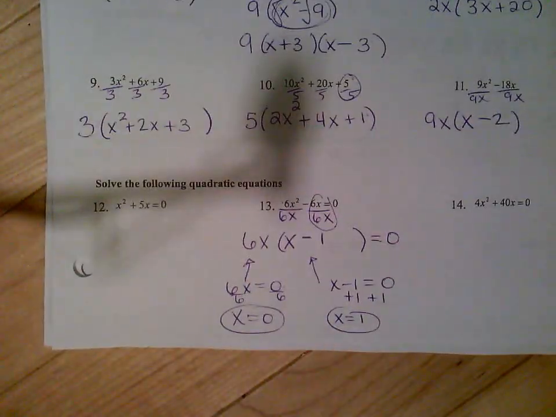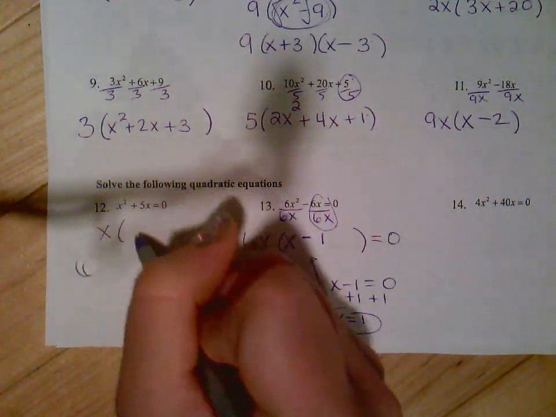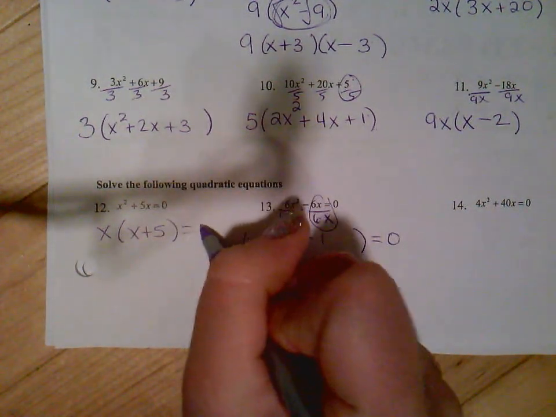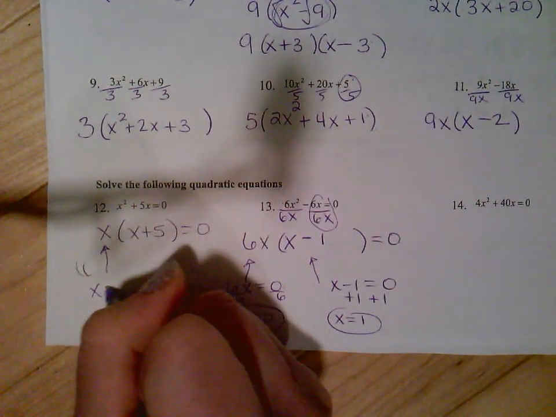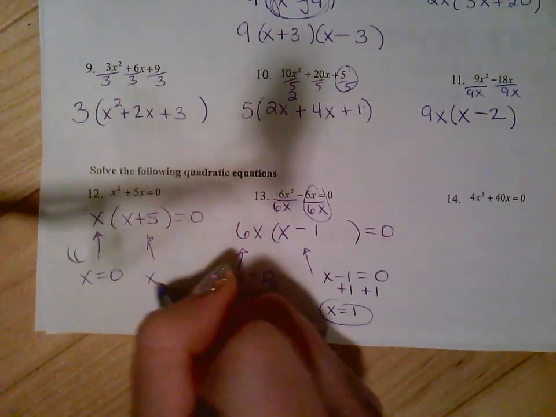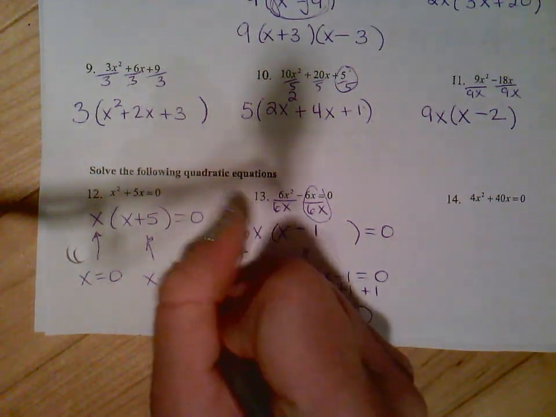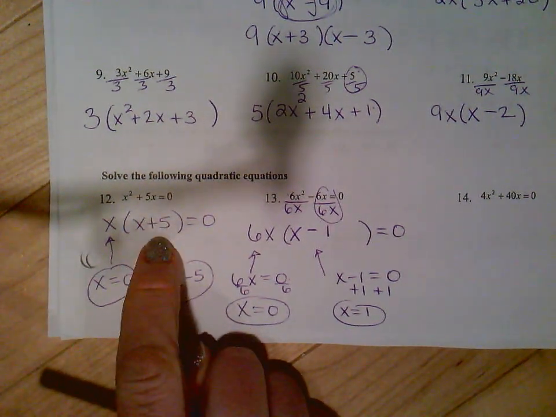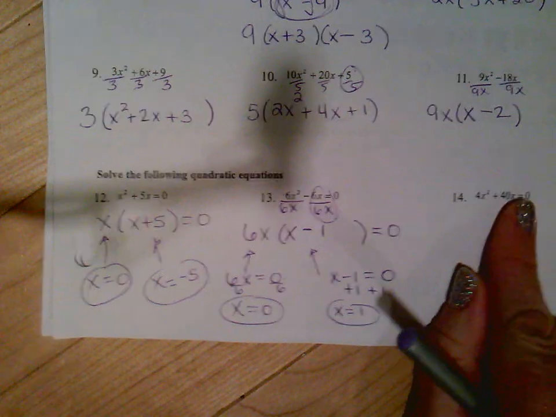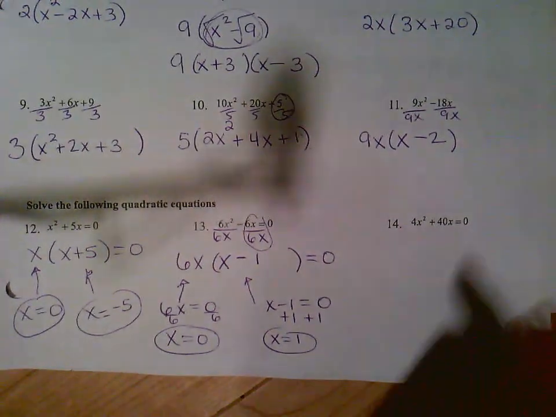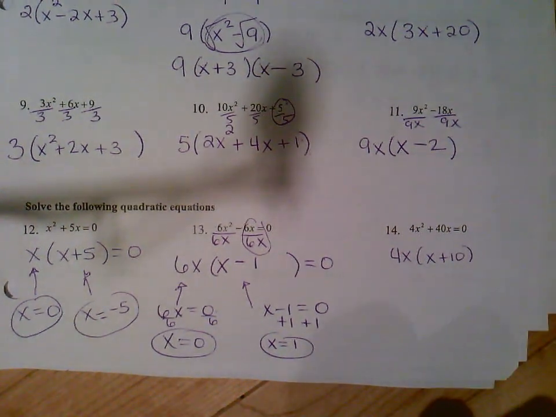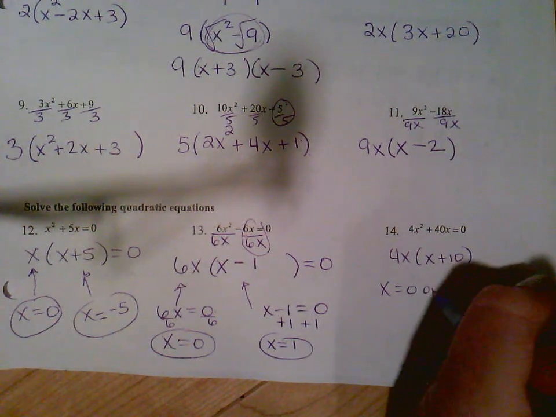Now I have to take out the greatest common factor and solve. If I divide them both by x, I should get x times x plus 5 equals 0. So either x equals 0, or I think you know by now that x would have to be negative 5, because negative 5 plus 5 gives me 0 for the zero product property. Let's see, on 14, you should have factored out a 4x, and then you'll have x plus 10 left. So x is either 0 or negative 10.